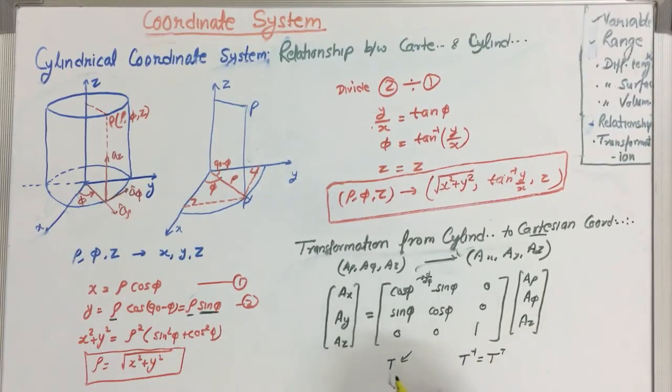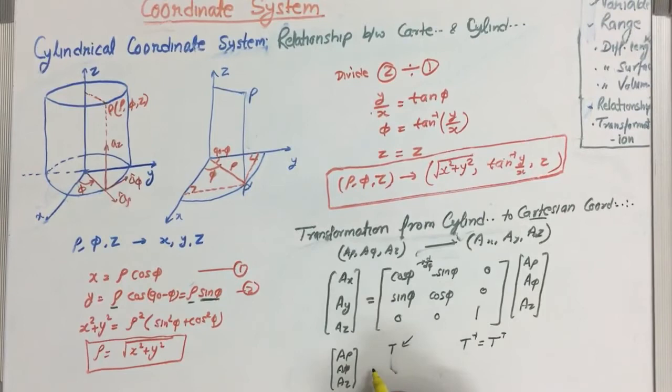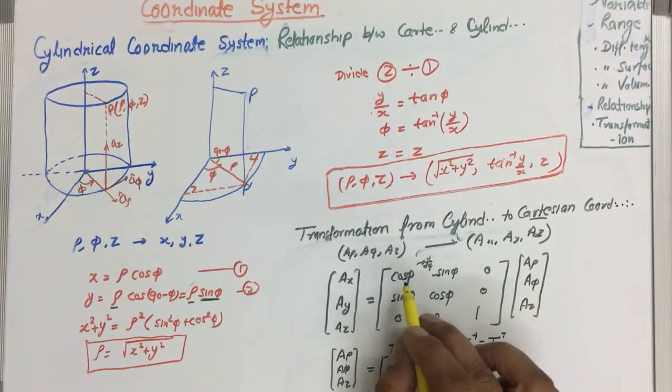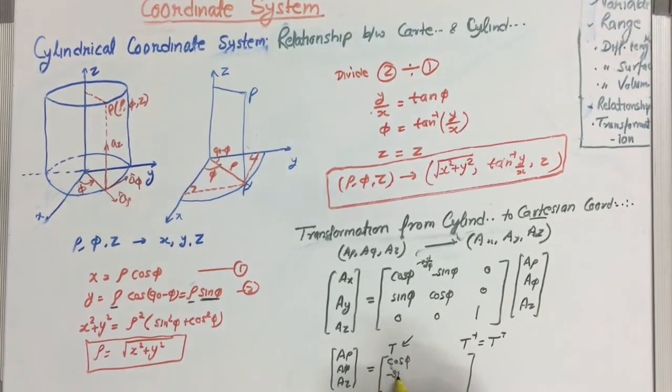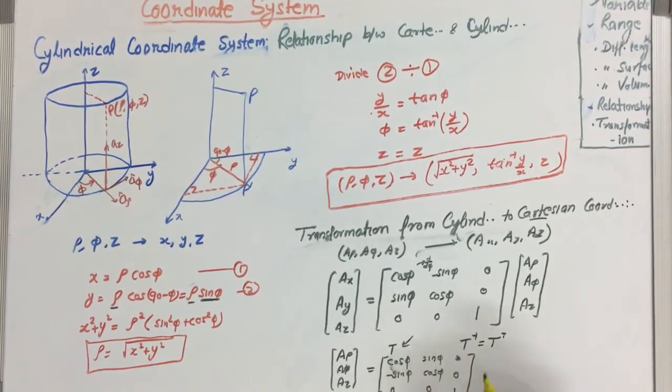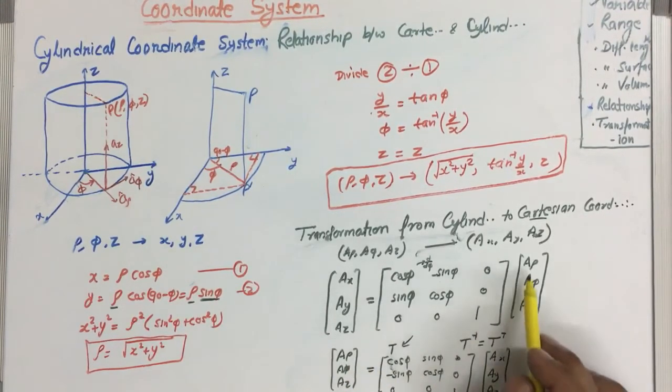So in that case, A rho, A phi and Az can be written as the transpose of this matrix. Transpose we know, rows become columns. Cos phi, minus sin phi and 0, this will be second column. Sin phi, cos phi, 0, this will be third column. 0, 0, 1, and it will be Ax, Ay and Az. In this way, this is Cartesian to cylindrical, and this is cylindrical to Cartesian form.